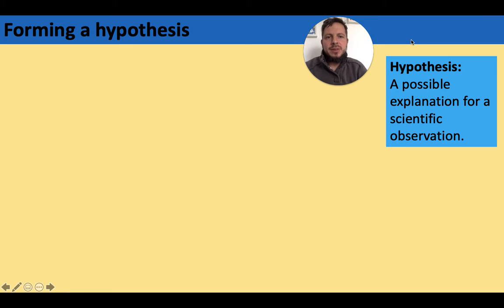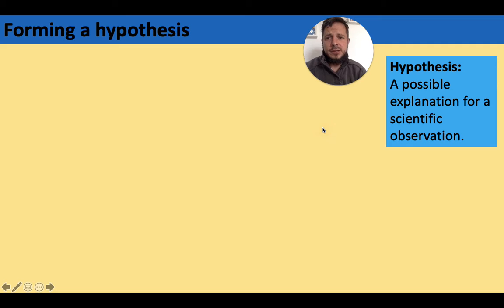Okay, so that should have completed our first objective, which was to describe the composition of the early atmosphere and also the composition of the atmosphere as it is today. Now we're going to move on to our second objective, which is to make an explanation for that change. To do this, we need to form ourselves a hypothesis. A hypothesis is a possible explanation for a scientific observation. So we've got our scientific observation: there is a change in the amount of different gases in the atmosphere. We now need an explanation for this.